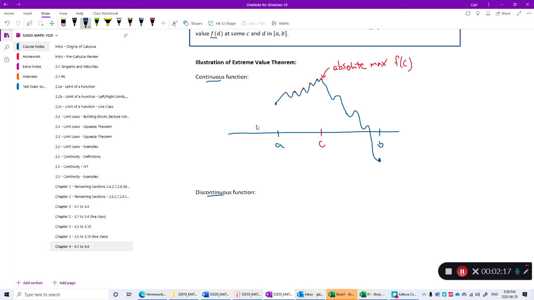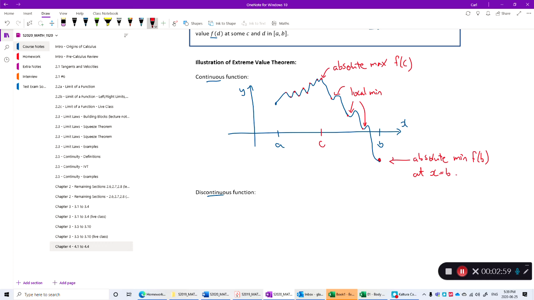Maybe I should draw a y-axis here. And where's the absolute min? Again, it attains a local min at many places, right? These are all local min, all these points. But there's only one point that's lower than all the other ones. That would be the absolute minimum. So here, in that case, d is the same as b. Absolute min f(b) at x equals b.